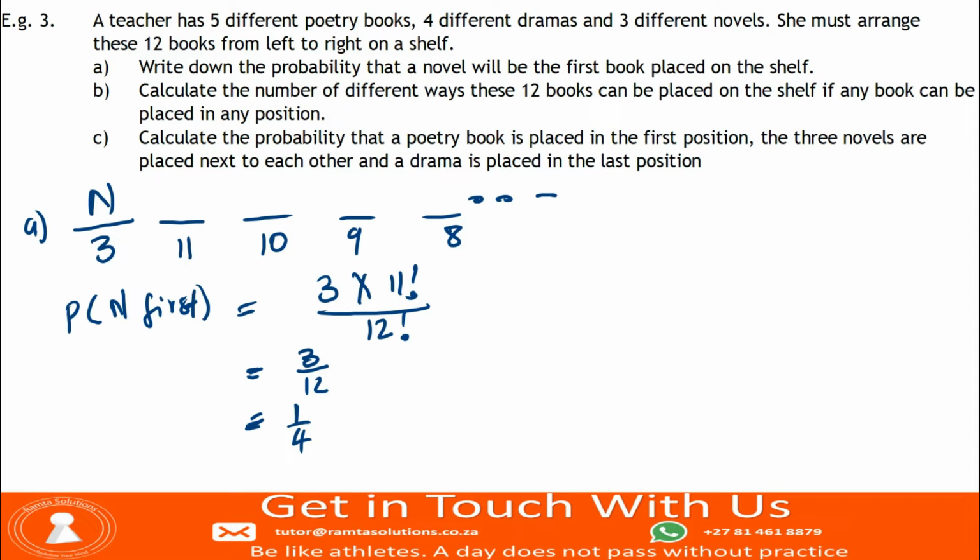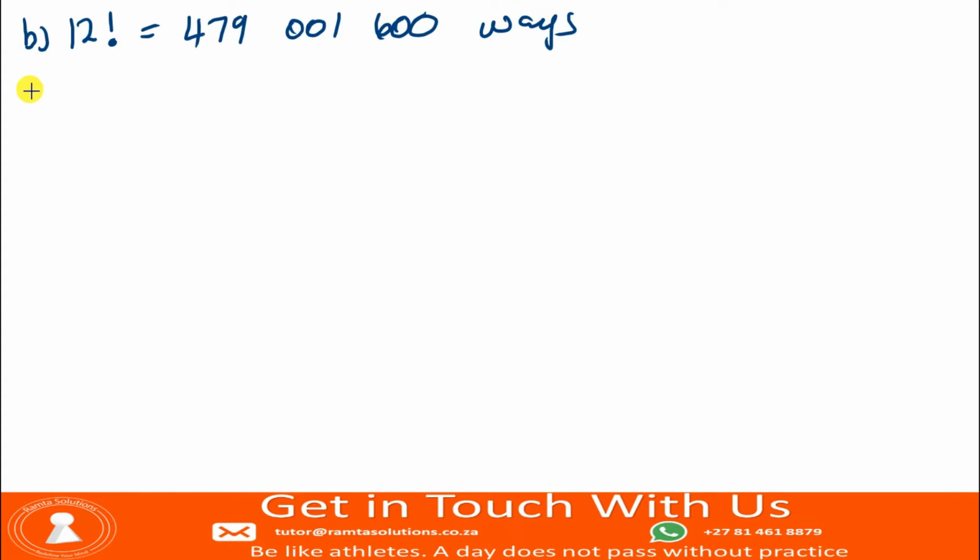Number C, calculate the probability that a poetry book is placed in the first position. So this one, I have to be careful. 1, 2, 3, 4, 5, 6, 7, 8, 9, 10, 11, 12. They say poetry in the first position.